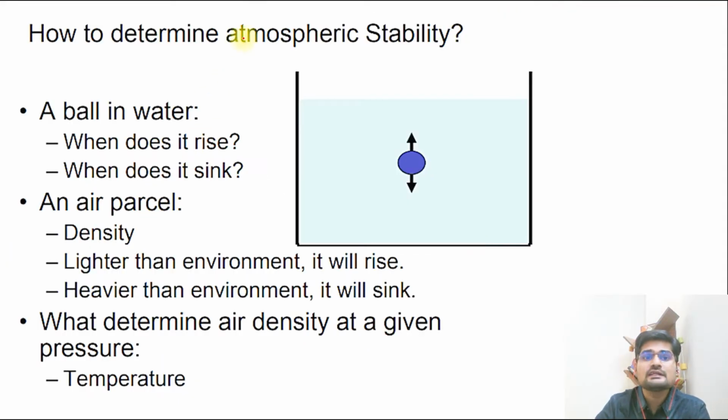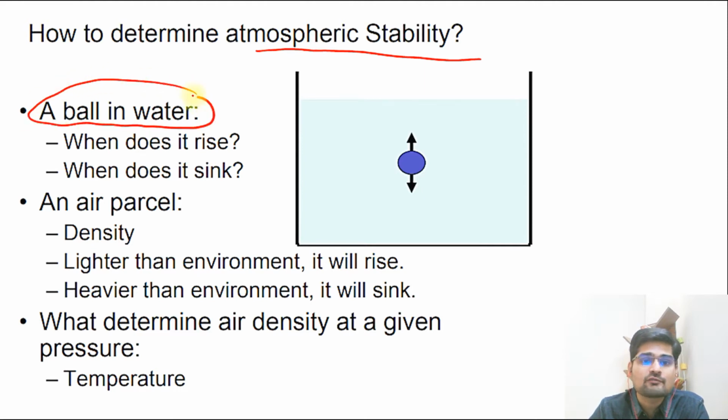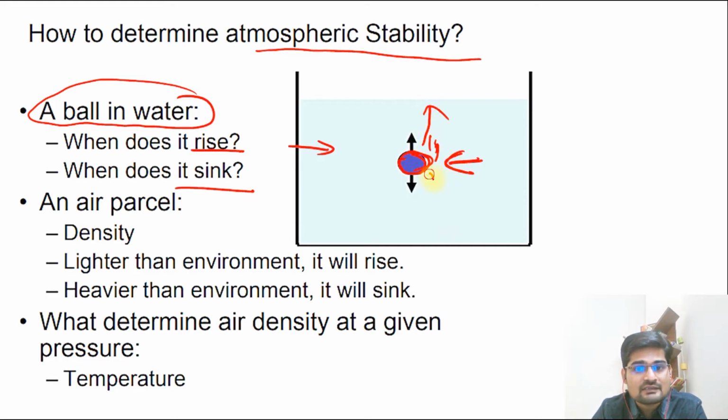Now, how do we determine this atmospheric stability? Let's see this example of a ball in water here. What do you see when this ball is in water? When does it rise and when does it sink? Now remember the law of flotation, Archimedes principle, and several other things. If this mass is lighter, it will float up, right? And if it is heavier, it will sink down. This is the basic concept, right?